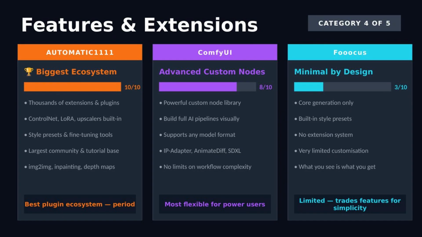Features and extensions. Automatic1111 has the largest extension ecosystem, with thousands of plugins for styles, upscaling, control tools, and more. ComfyUI offers powerful custom nodes for building advanced AI pipelines. Fooocus has limited features, avoiding complexity and focusing only on core generation.